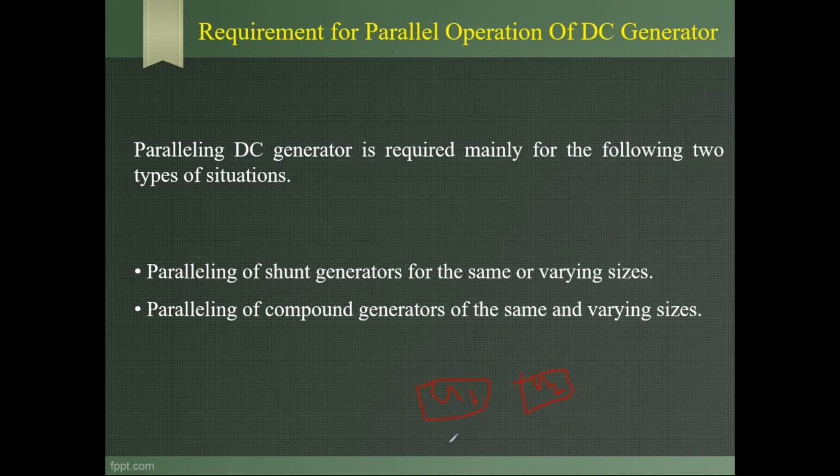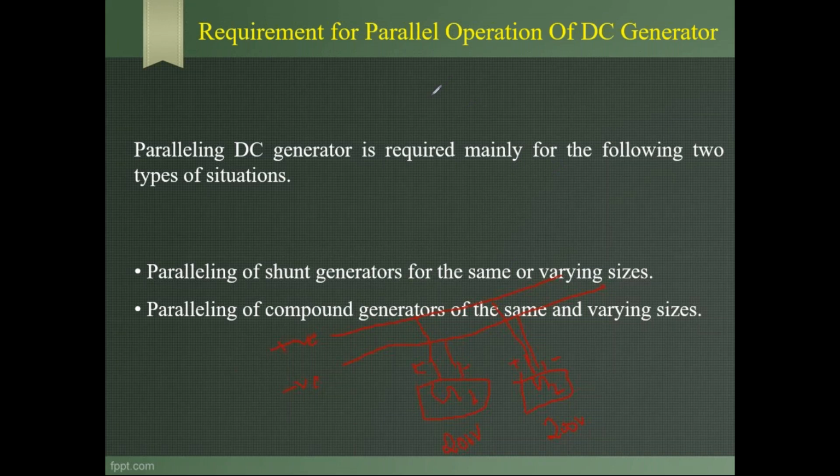Suppose generator 1's rating is 200 volts, then generator 2 also has to be 200 volts. Then only we can connect in parallel. This is a positive terminal and this is a negative terminal, and similarly for the second generator. These two generators are connected in parallel by using the bus bar. One line is the positive terminal and the other line is the negative terminal. So here we need to connect positive to positive and negative to negative. If there is any mismatch in connection, then it is not called a parallel operation.